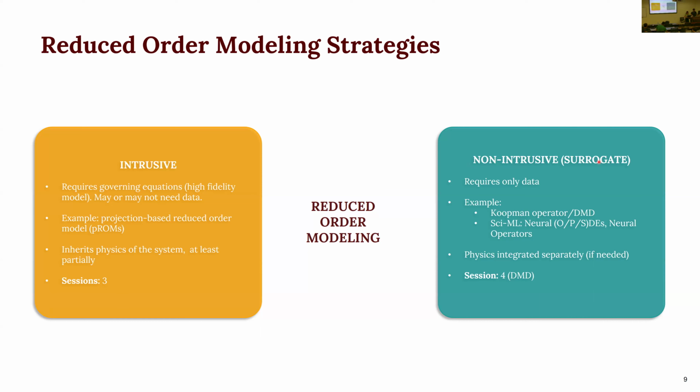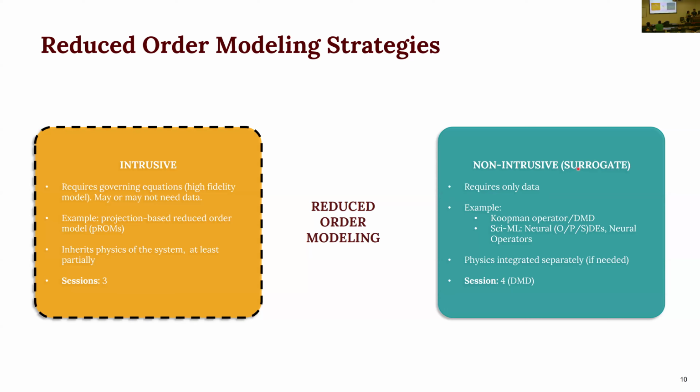An example would be Koopman operator or dynamic mode decomposition, and deep learning based models such as neural ODEs, PDEs, neural operators. Here, the physics is not inherited by the surrogate model. So oftentimes you have to integrate the physics separately. An example would be physics informed neural networks. And in session 4, we are going to look at one of these non-intrusive reduced order modeling strategies, which is DMD.